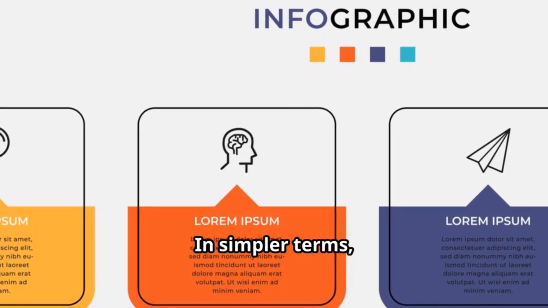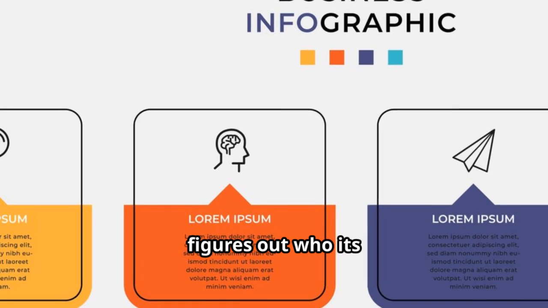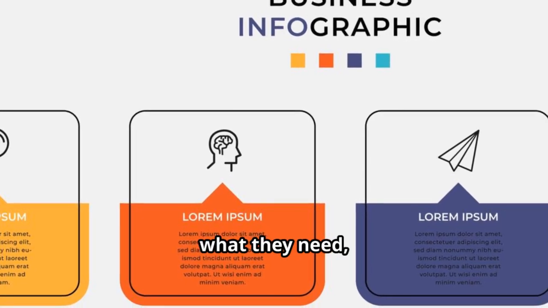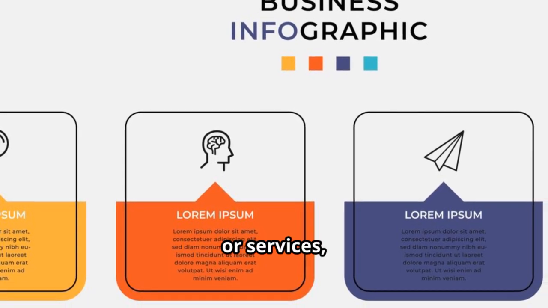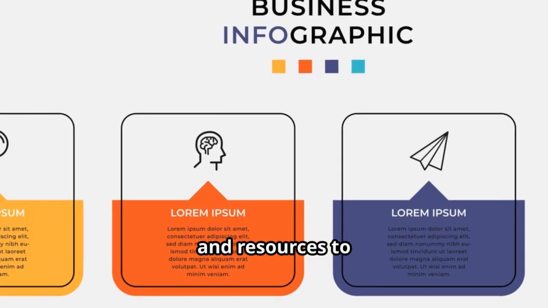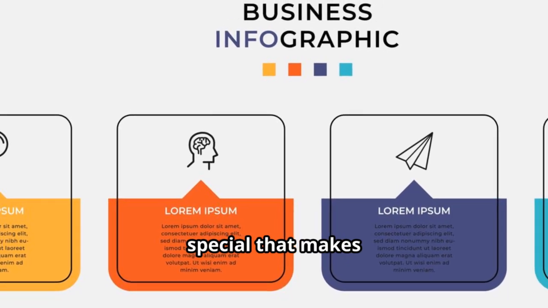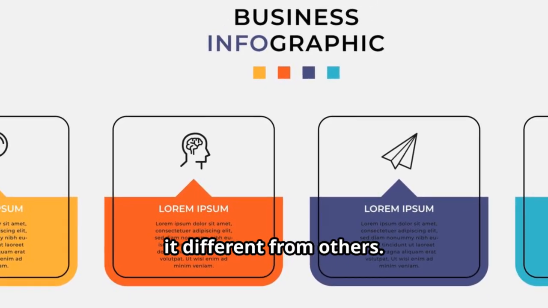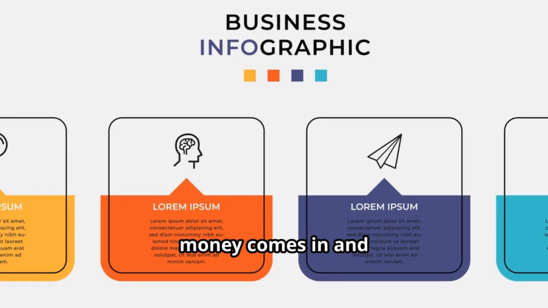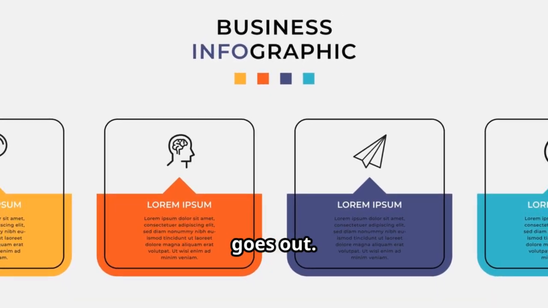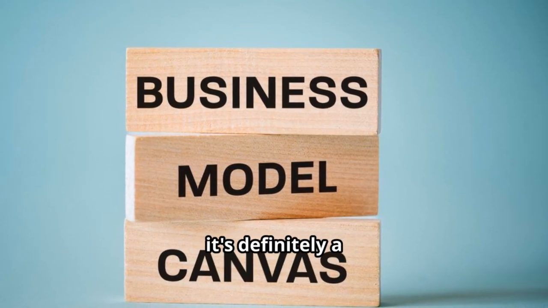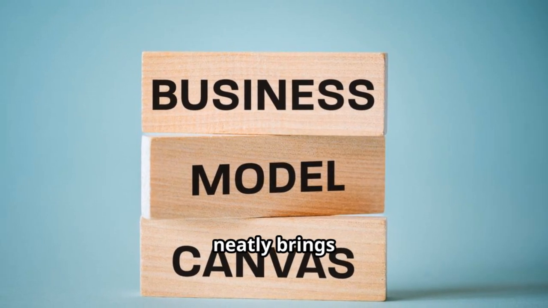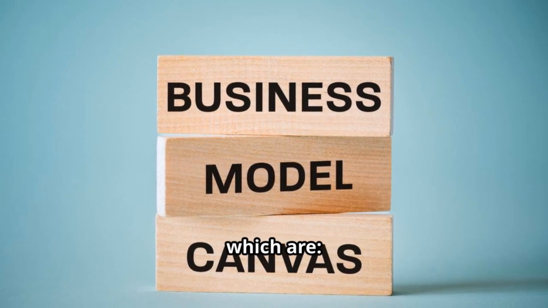In simpler terms, it's how a project figures out who its customers are and what they need, makes its products or services, and uses its skills and resources to offer something special that makes it different from others. It also shows how money comes in and goes out. Simple but a lot of work, it's definitely a concept map that neatly brings together 9 categories, which are: 1.